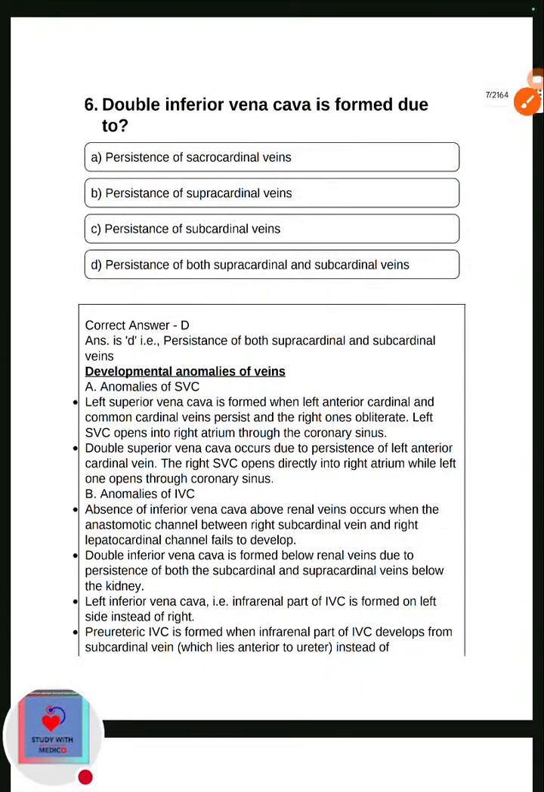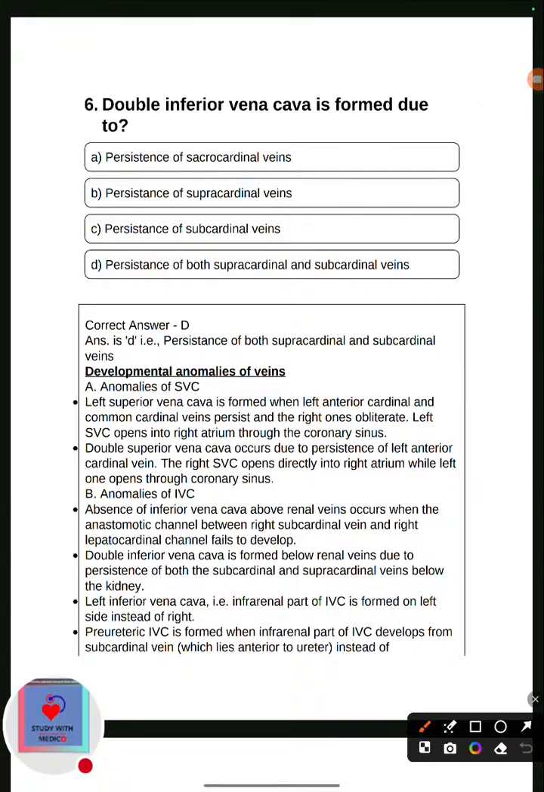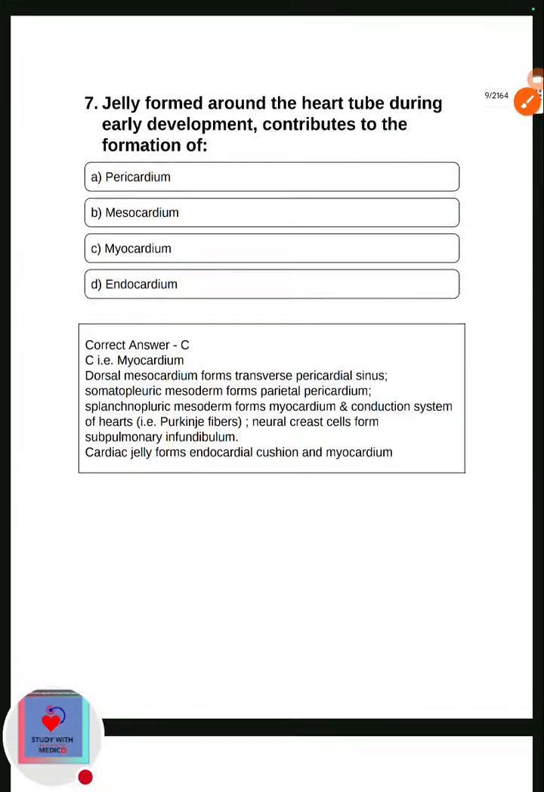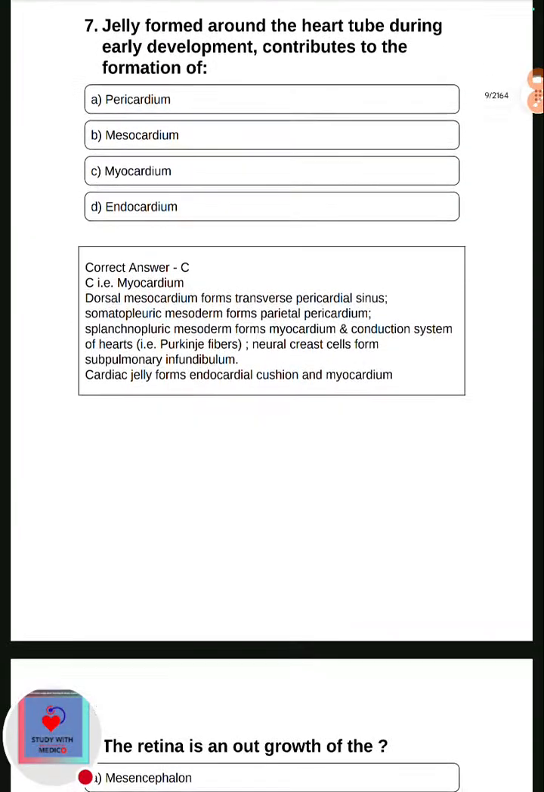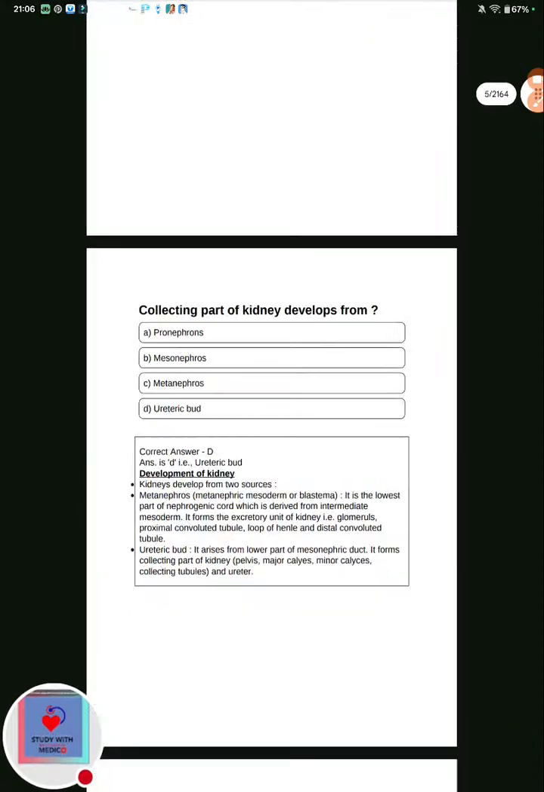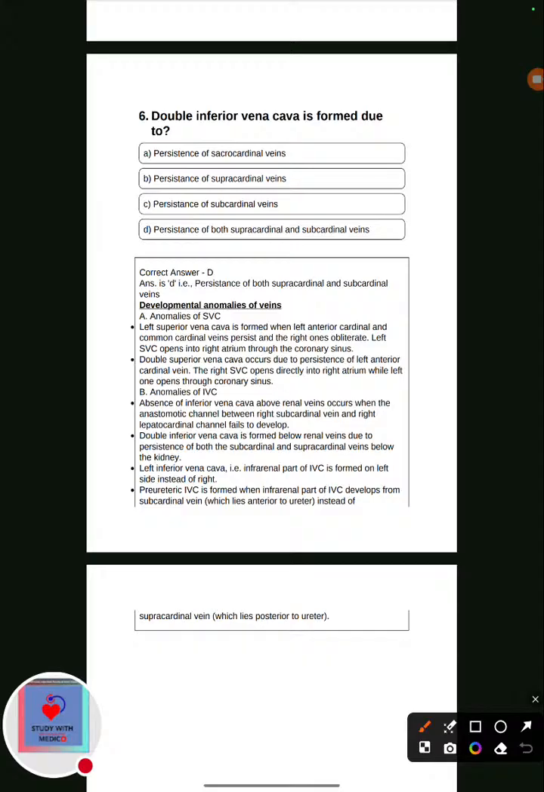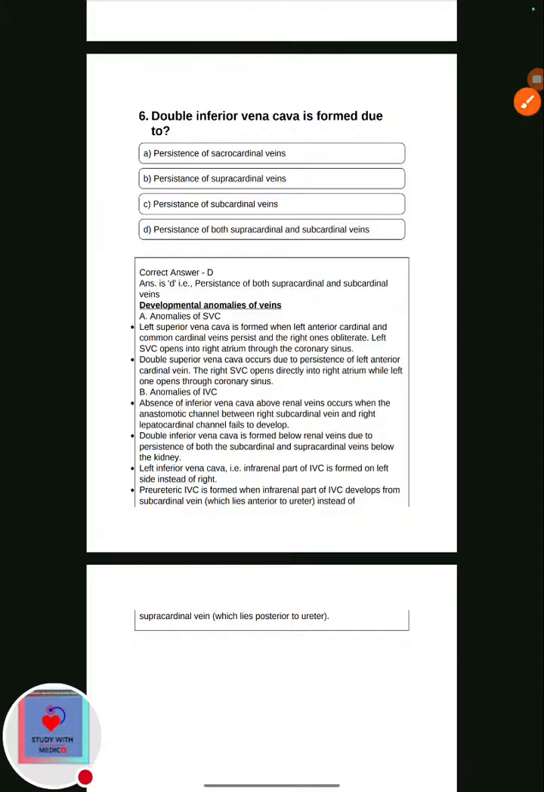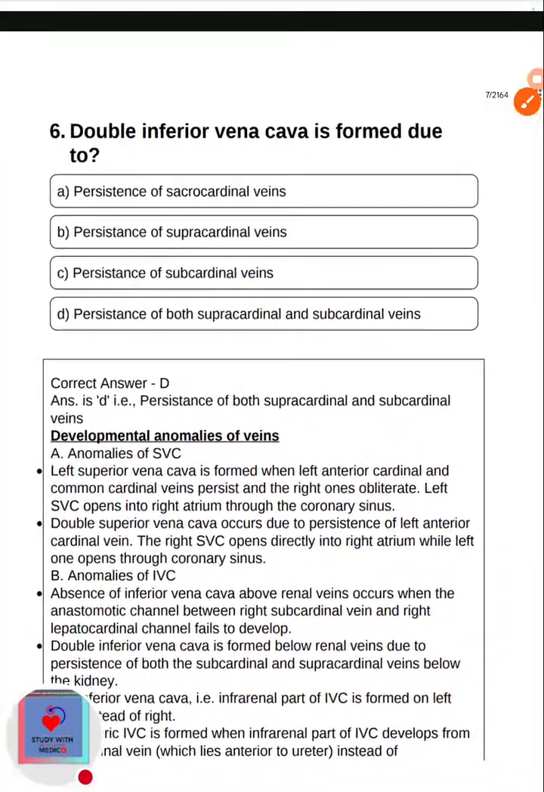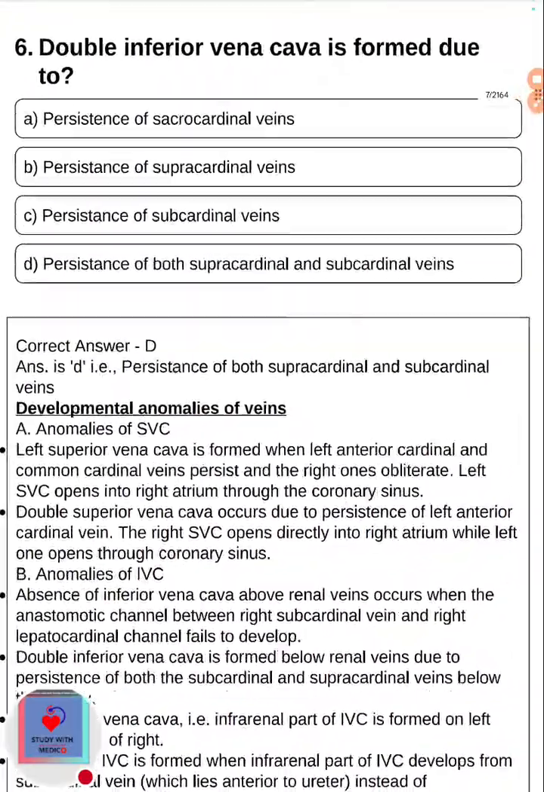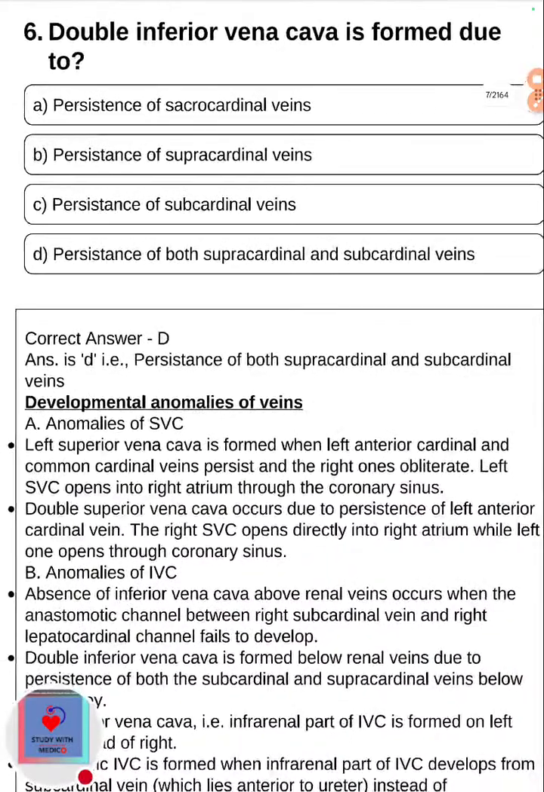Double inferior vena cava is formed due to... These are all the embryology questions I have asked. A lot of embryology questions. Okay, I should zoom in. This is the maximum I can zoom.